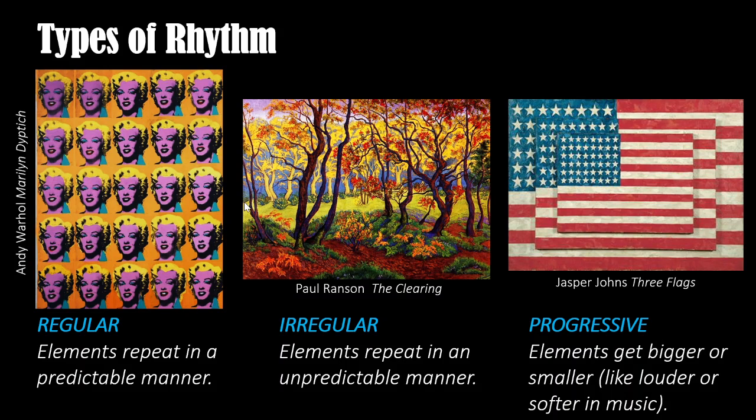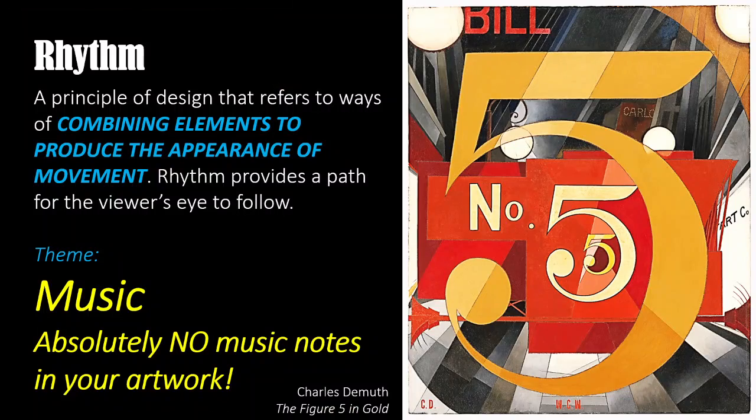But if we go back in our slideshow to our first one, this is also a progressive type of rhythm, because you see these fives are repeated, but they're getting smaller. And so what it does is it leads your eye into this work of art. When we studied emphasis, we talked about leading lines, and you also have these leading lines that help our eyes go back into this painting by Charles Demuth.